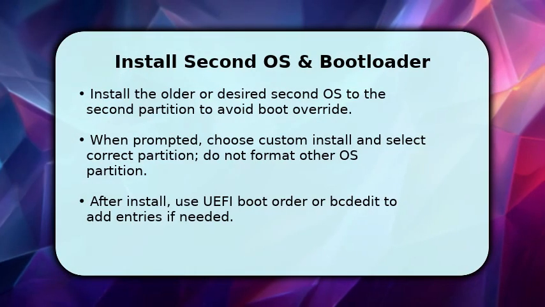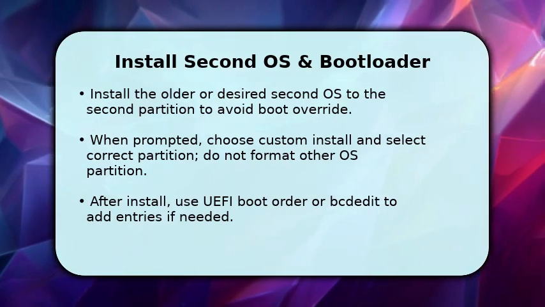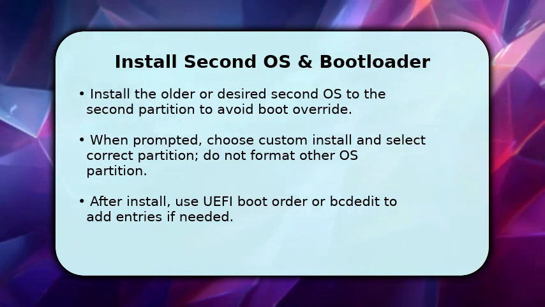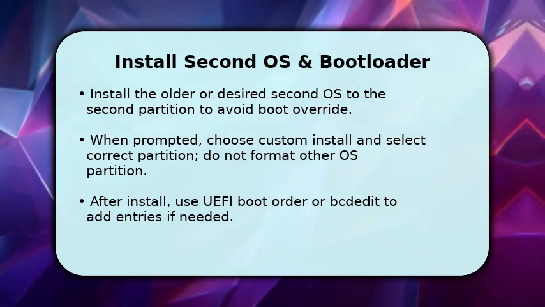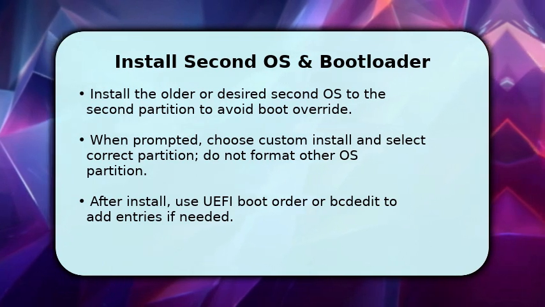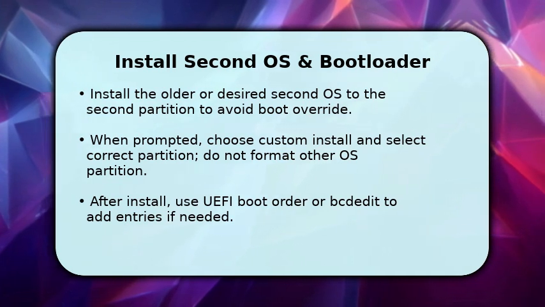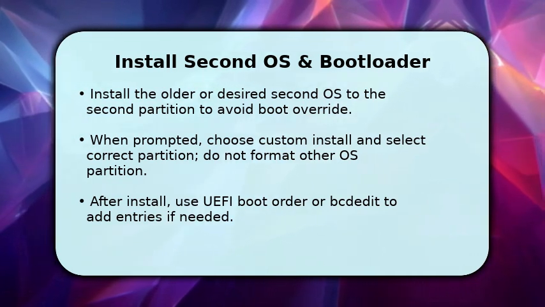You now install the second operating system onto the partition you prepared. Start the installer for the second OS. Install the older OS second if you want the newer bootloader to manage dual booting. Choose Custom Install and point explicitly to the target partition so you don't overwrite your first OS.